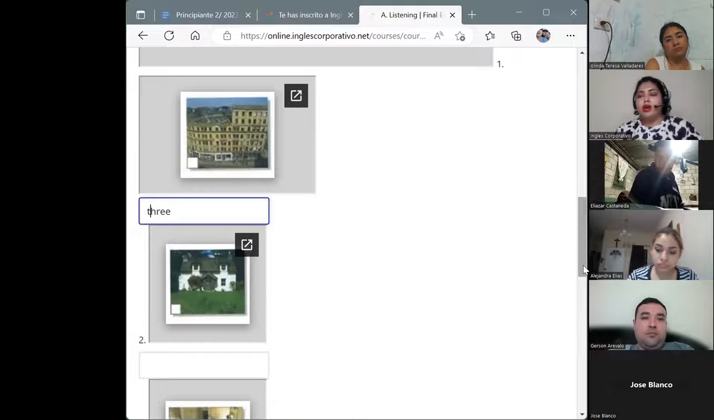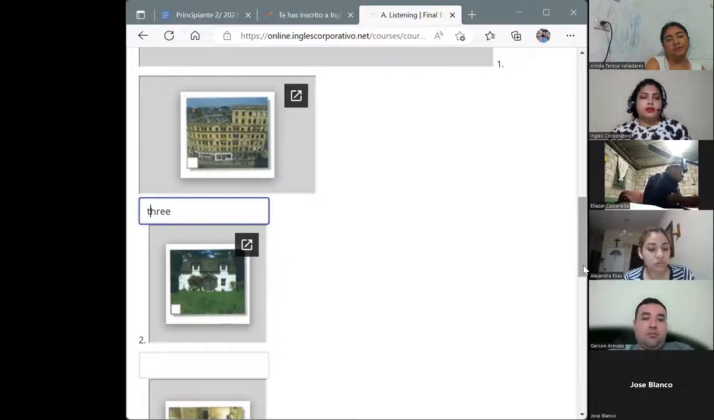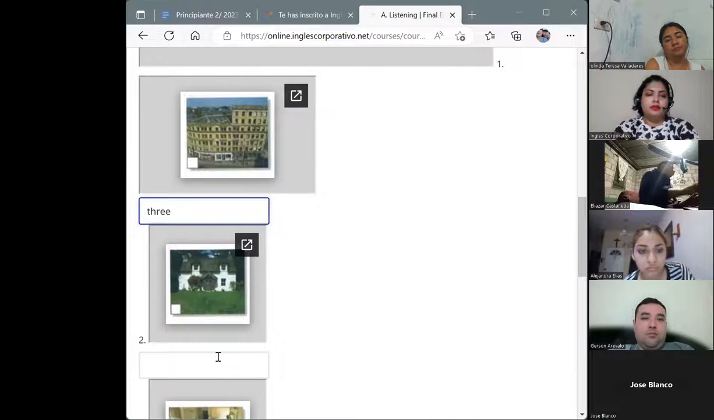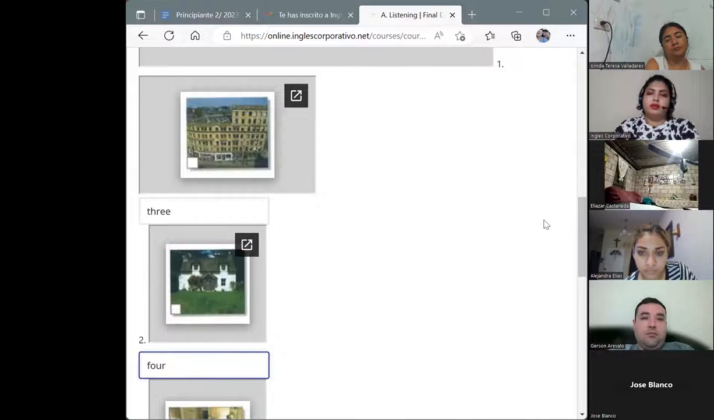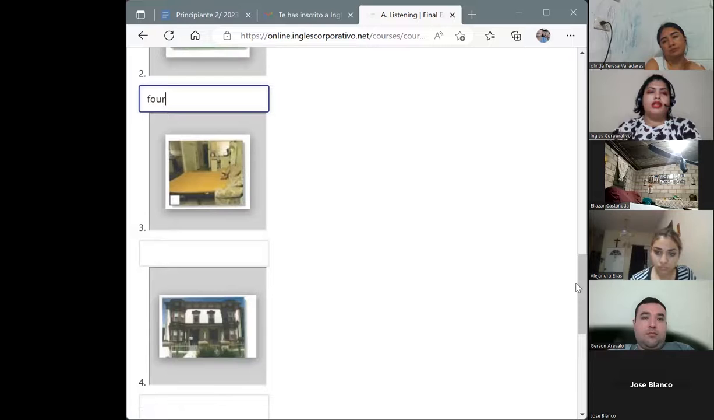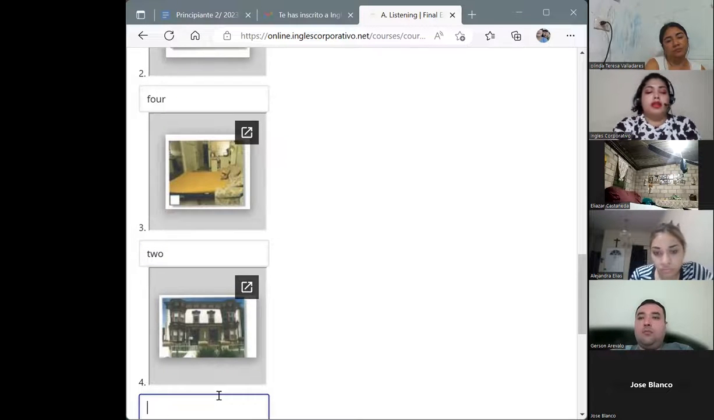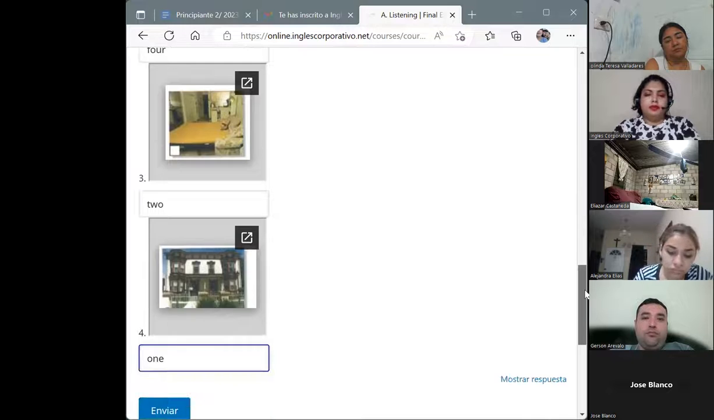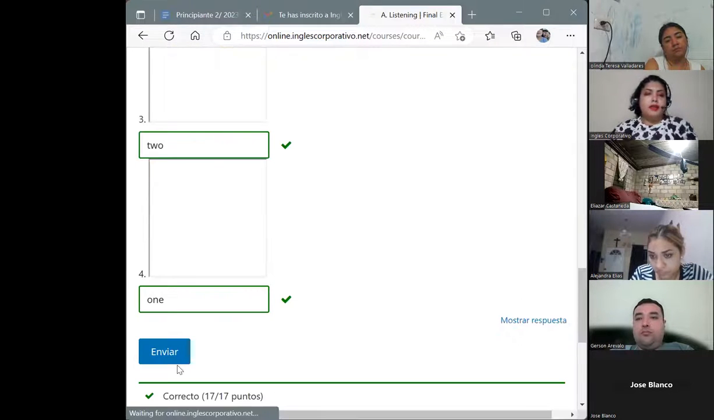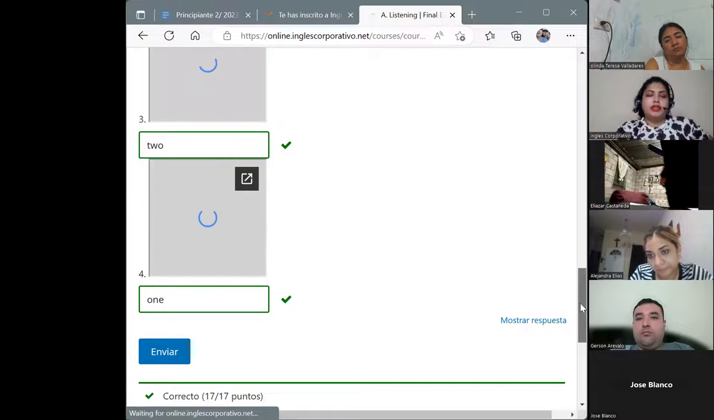Next one, the White House. Casa Blanca, number one, two, four. We have three already. Four. This is a small room, number one or number two? Number two. And the last one is number one. Of course, they are correct. Very good.